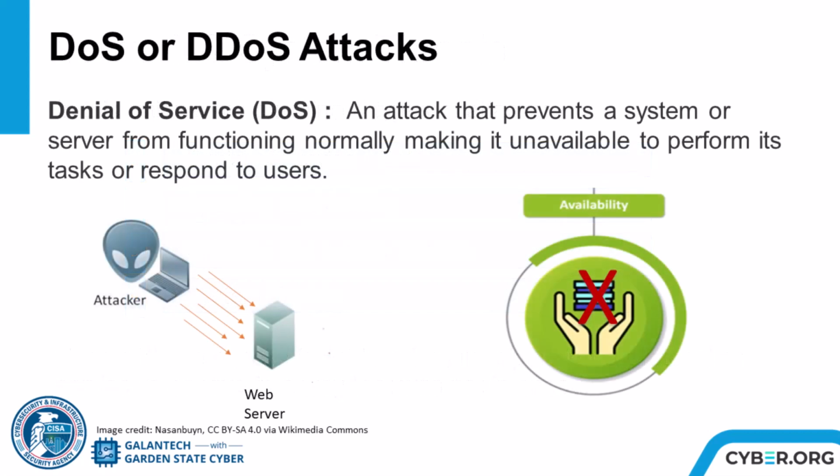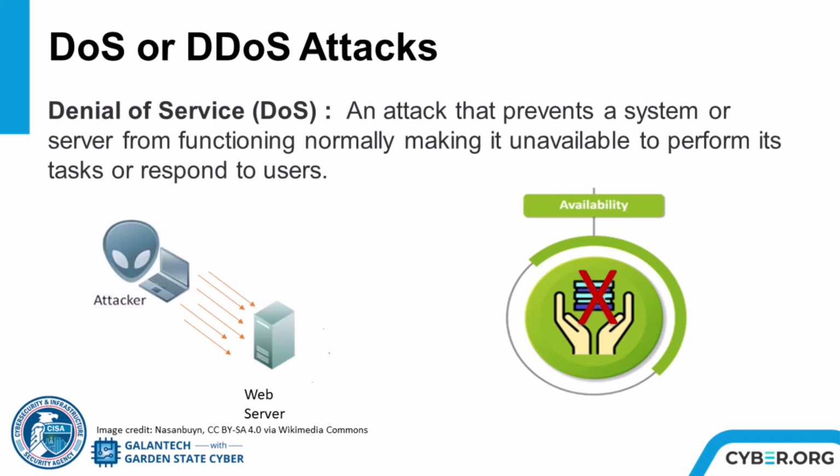A denial of service attack is when so much traffic is sent to a victim that it collapses. These types of attacks prevent a system or server from functioning normally, making it unavailable to perform its tasks or respond to users. The name denial of service is important. The point of this attack is to make the server unavailable to real users and to deny users access to this service. Remember when we talked about CIA in Unit 1?